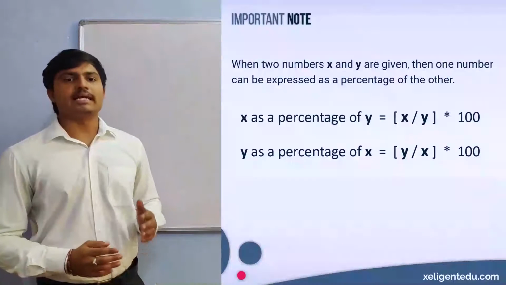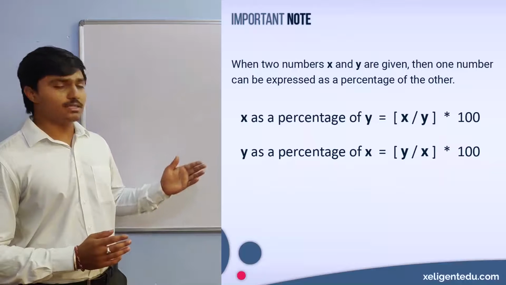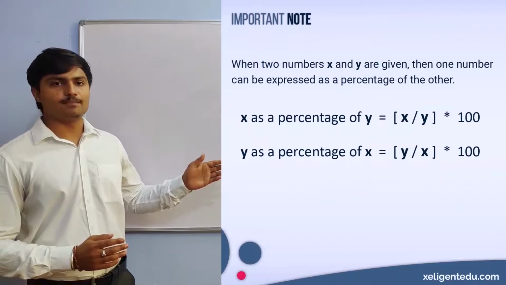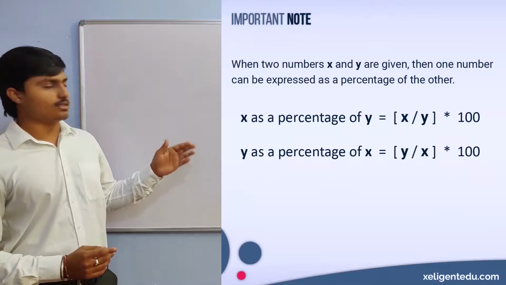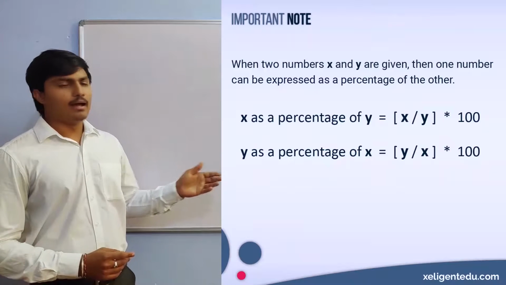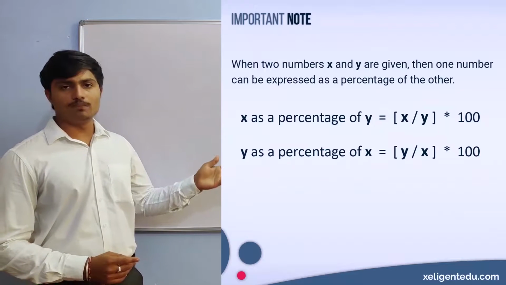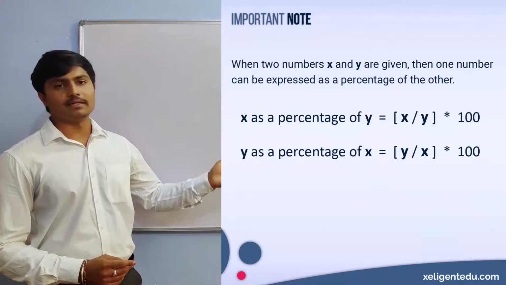When two numbers x and y are given, then one number can be expressed as a percentage of another in the following ways. X as a percentage of y is equal to x by y into 100, and y as a percentage of x is equal to y by x into 100.